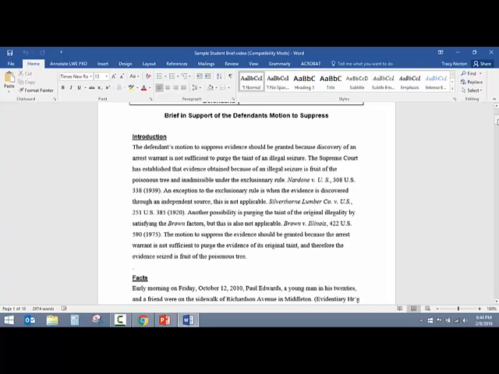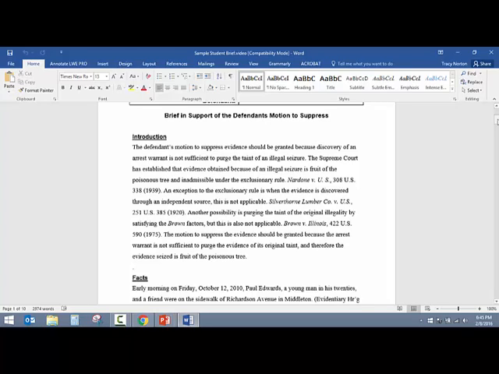The better place would be to probably start with evidence discovered through an independent source. So you could start that sentence with, evidence discovered through an independent source is not subject to the exclusionary rule, or is excepted from the exclusionary rule. That might be a better way to draft that. Again, the citation afterwards should be United States instead of U.S.